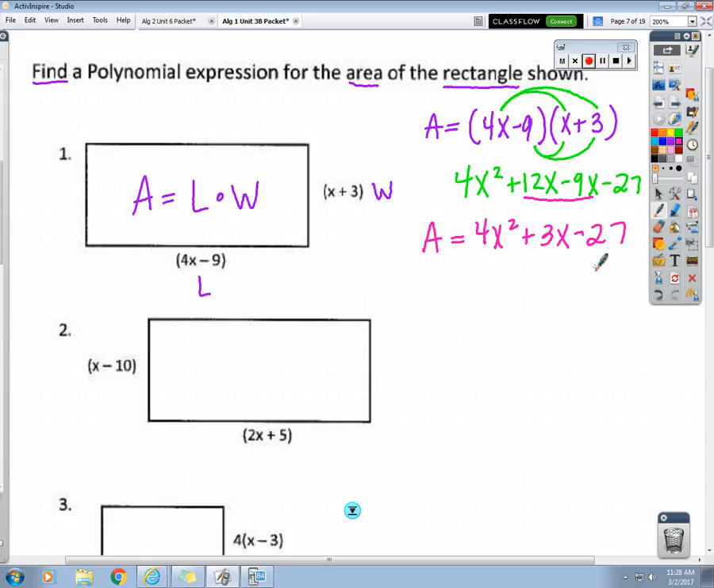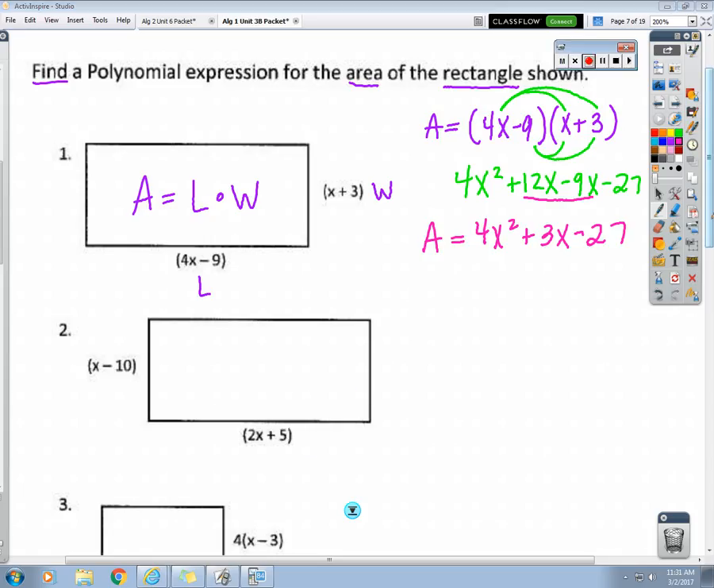Do you think that I would have got this exact same answer had I labeled this as the length and this as the width? Yes. Okay, even if you'd have written x plus 3 here and 4x minus 9 over here, if you distribute everything right, you're still going to end up with this answer at the end. Okay, you take a second and try 2 and 3.